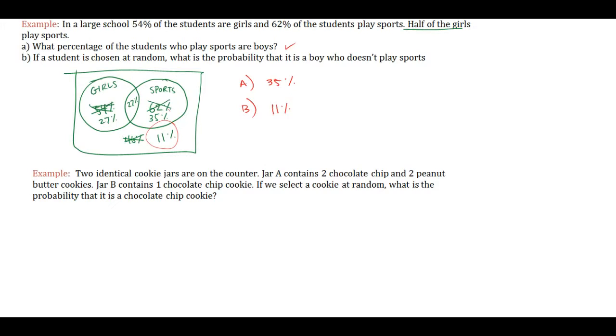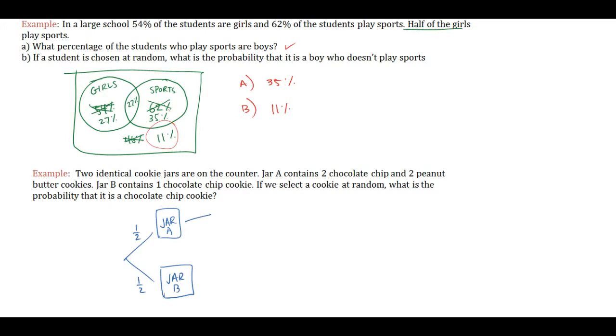If we pick a cookie at random, what's the probability that it is a chocolate chip cookie? So it's a pretty tough problem. So what I do is I go, all right, well, you've got jar A and you've got jar B, right? And since they are identical, I'm going to put the probability of their chance happening on each of their arms here. So you have a 50-50 chance. So I'm going to say a half and a half. 50-50 chance of going to jar A, 50-50 chance of going to jar B. I don't know which one you're going to do.